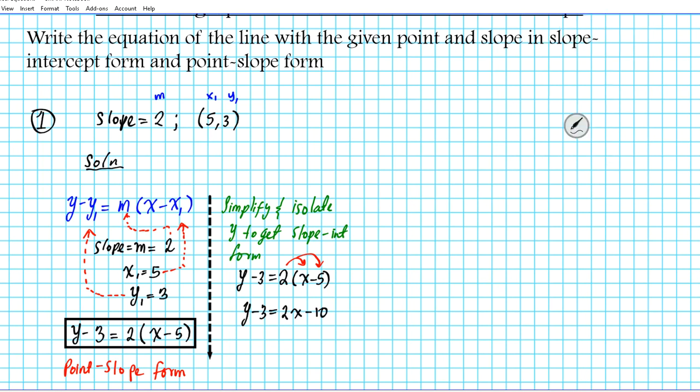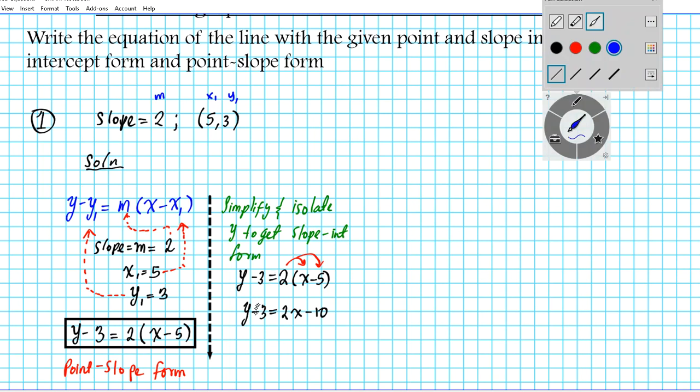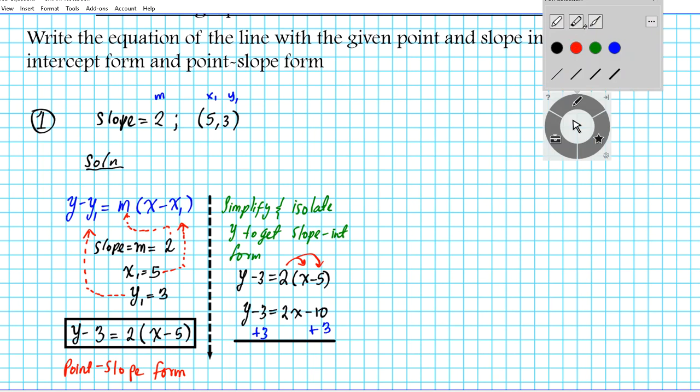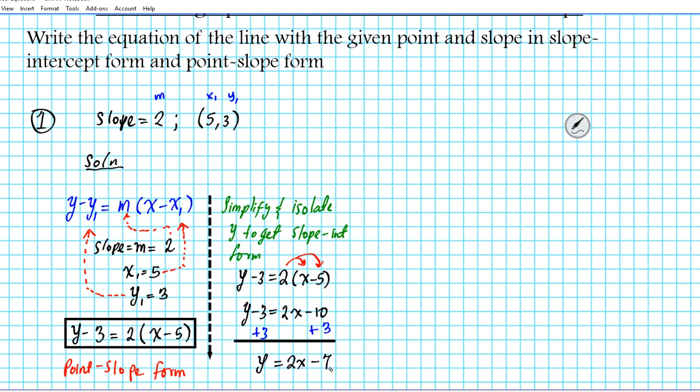So we've simplified the right side. Now we're going to proceed to isolate y. To get y isolated, we have to get rid of this negative 3 right here, which can be accomplished by adding 3 to both sides of our equation. When we add 3 to both sides, that will result in the isolation of y, and then we're going to have the final desired result. Negative 3 plus 3 adds up to 0, so y equals 2x, minus 10 plus 3 is negative 7. y equals 2x minus 7.